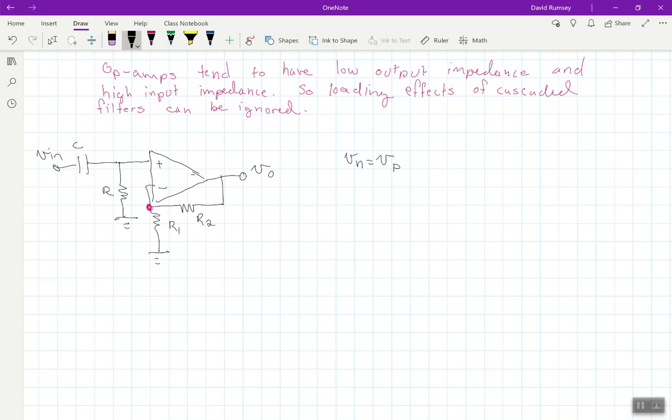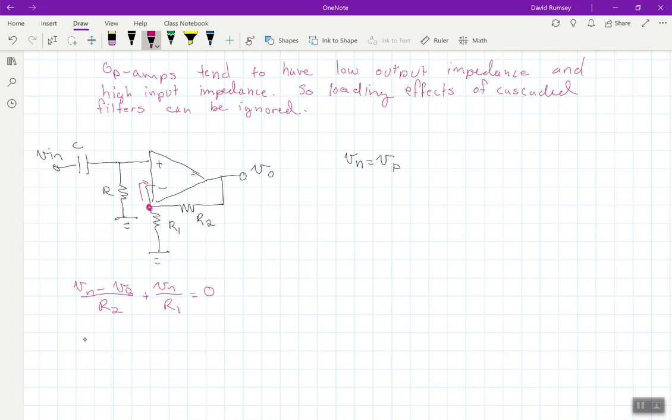But if I do a nodal analysis at that dot there, what I do have is that (Vn minus V out) over R2 plus Vn over R1 equals 0. Again, no current is going to go up into the op amp because we assume these are ideal, and so the current going into the op amp is 0.